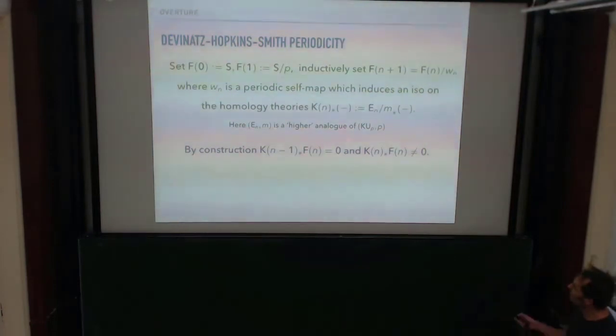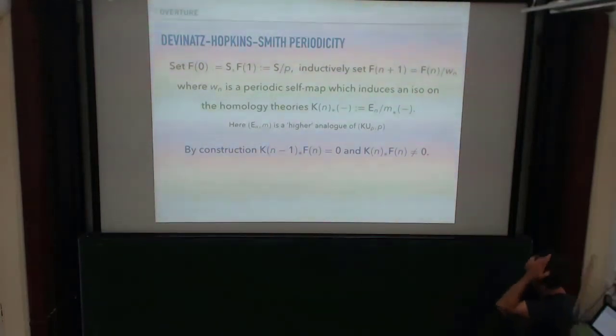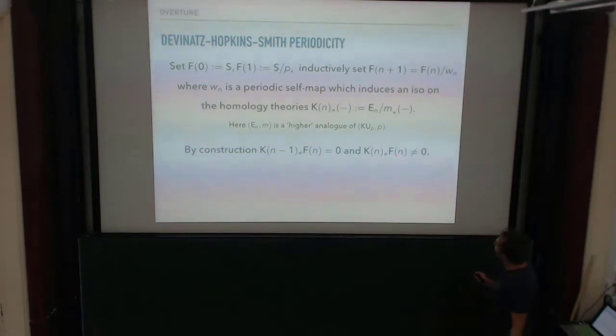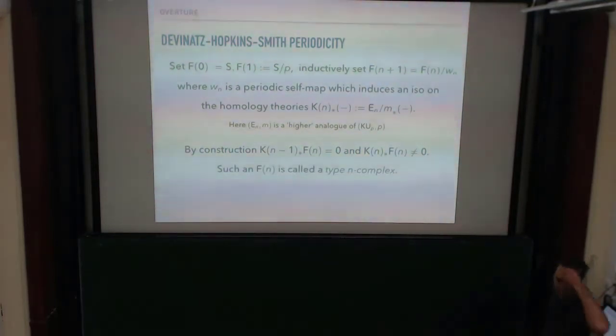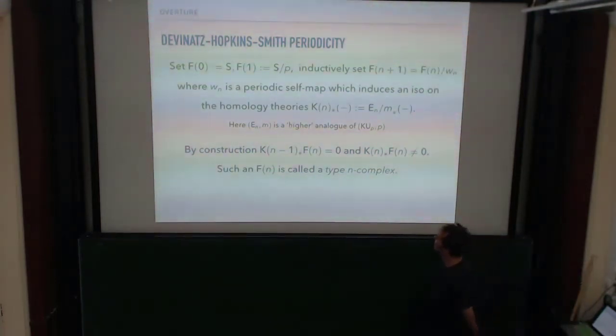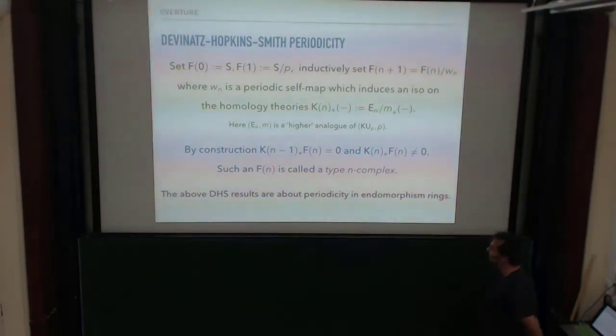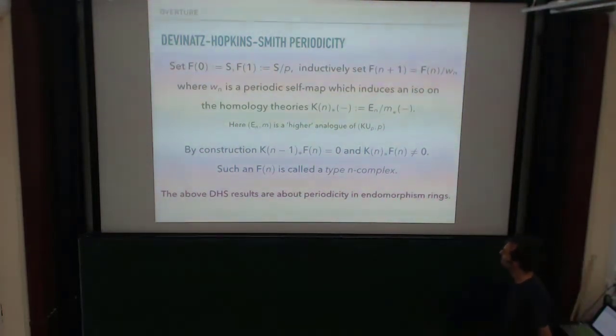So by construction, these finite complexes have trivial (n-1)st Morava K-theory, because I quotient out by some map that was an isomorphism. And they can set it up so that the nth Morava K-theory of this one is non-zero. So when you have a finite complex with these two properties, we call it a type n complex. Okay? So it's just a name, but it's nice that n and n are the same here. Right, so the results of Devinatz, Hopkins, and Smith are really about the periodicity in these endomorphism rings. I think we can always construct these self-maps.